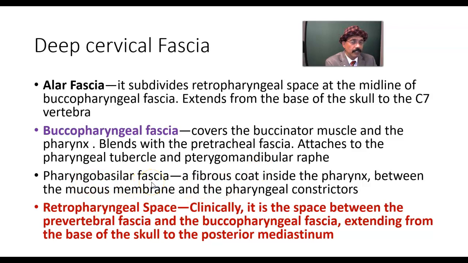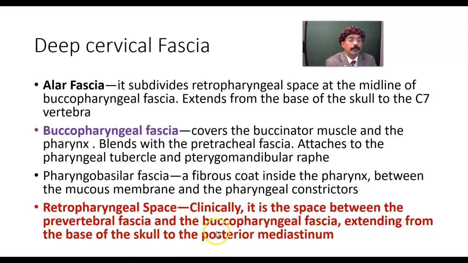Pharyngobasilar fascia, another component of deep cervical fascia, is a fibrous cord inside the pharynx, between the mucous membrane and the pharyngeal constrictors. We have three constrictors: superior, middle, and inferior pharyngeal constrictors. Then this is a very important space clinically, the retropharyngeal space. Clinically, it is the space between the prevertebral fascia and the buccopharyngeal fascia, extending from the base of the skull to the posterior mediastinum.